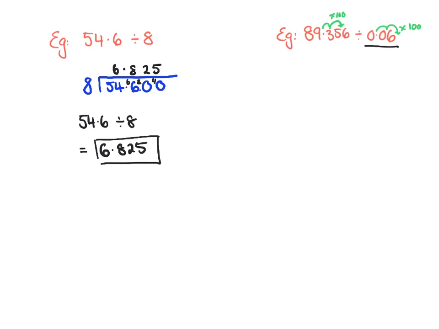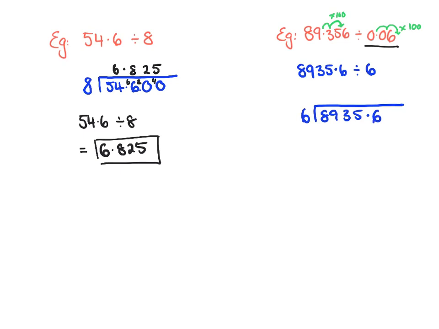So I've done that. So let's write what we would have now. So now we have 89,305.6 divided by 6. So now it looks like what we originally had. So now I'll just do the same working out. I'm going to say 6 into 89,305.6, and off I go.